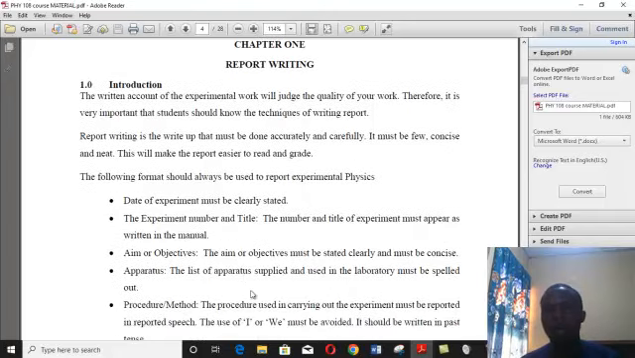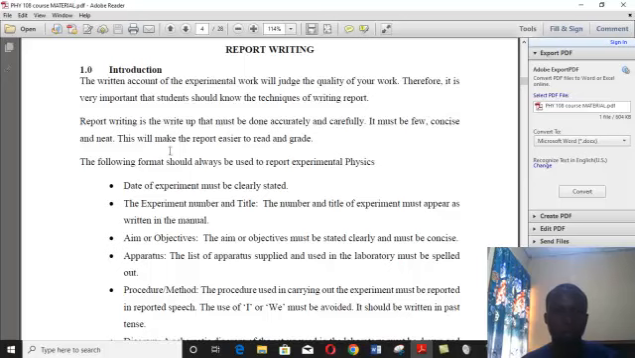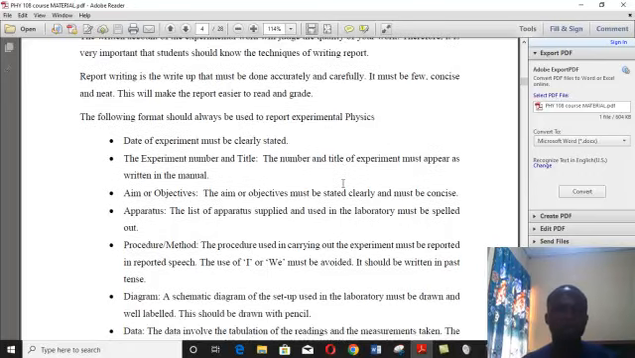And what are the vital things that are entailed in a very good report? The first thing is the date of the experiment, which must be clearly stated. The date on which the experiment is performed, the experiment number and title, maybe Experiment 1, Experiment 2, and then the aims and objective of the particular experiment. Let me pick this for example: verification of Ohm's law.